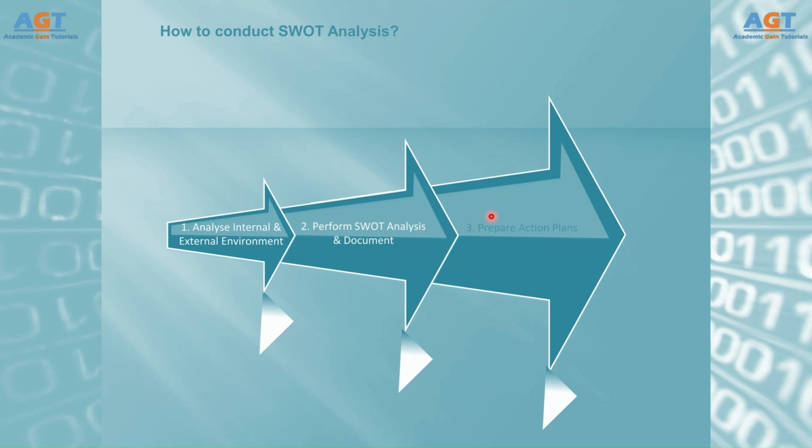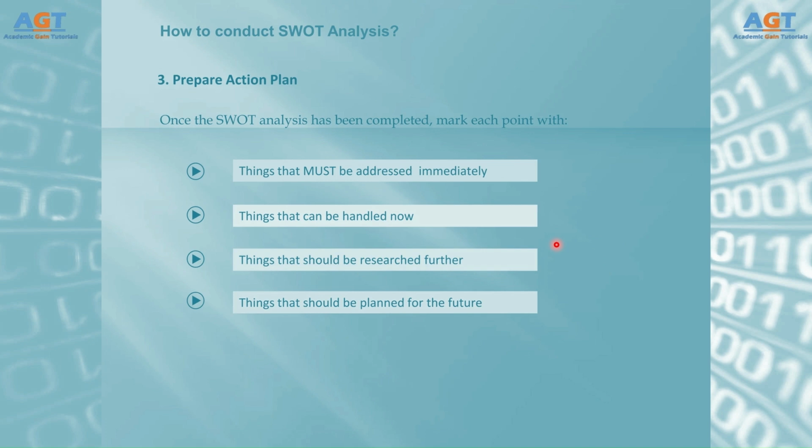How to conduct SWOT analysis. We are now at Step 3, turning SWOT findings into an action plan. Let's see what an action plan looks like on the next slide. Step 3. Prepare action plan. After completing SWOT, classify findings into 4 action groups.